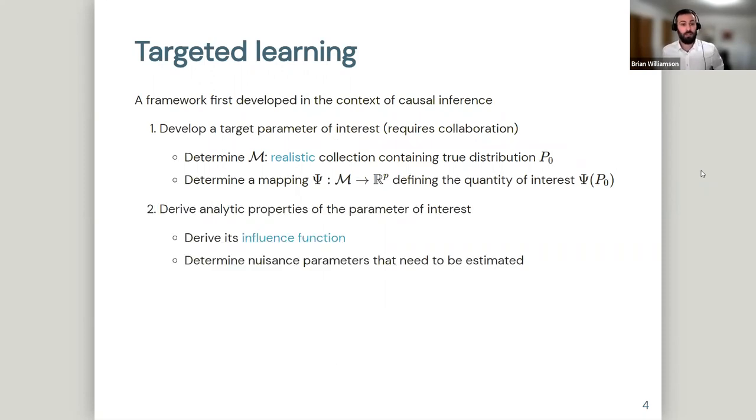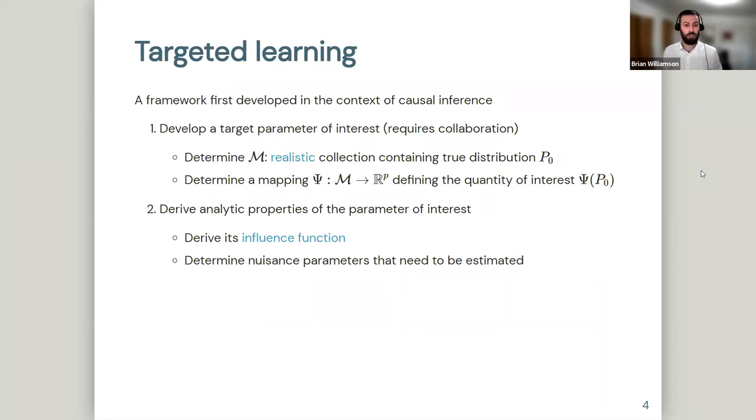And then once you've defined this parameter of interest, which again requires a lot of work with your collaborators, you have to derive some analytic properties of this parameter. One key quantity is the influence function, which has ties to parametric problems as well. In linear regression, the influence function contains the Fisher information and the score equation. But generally, this influence function is something you can consider for each target parameter that you might be interested in.